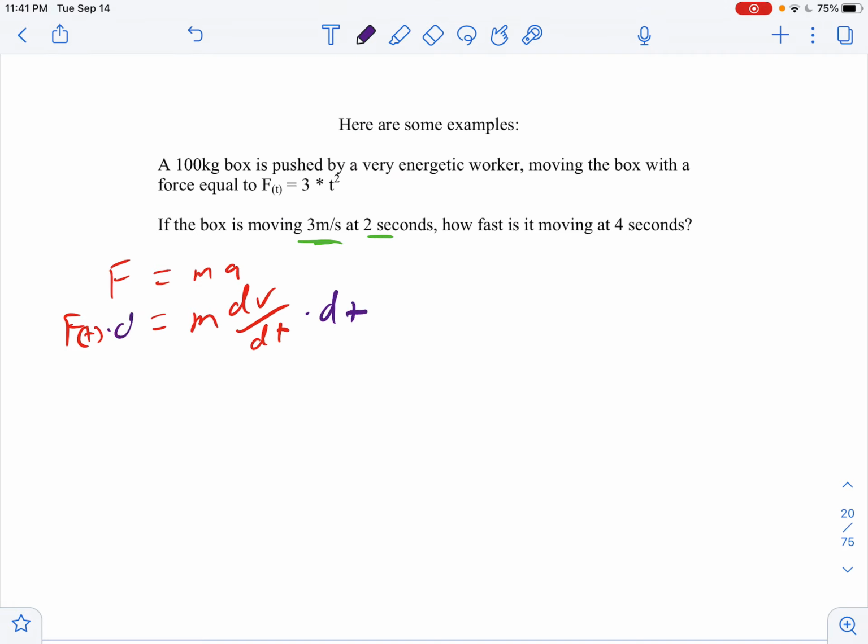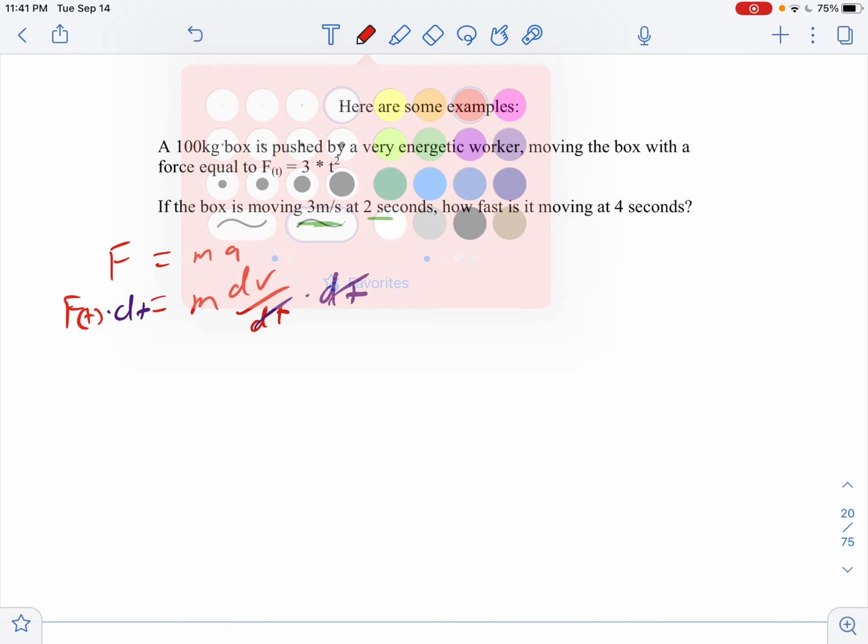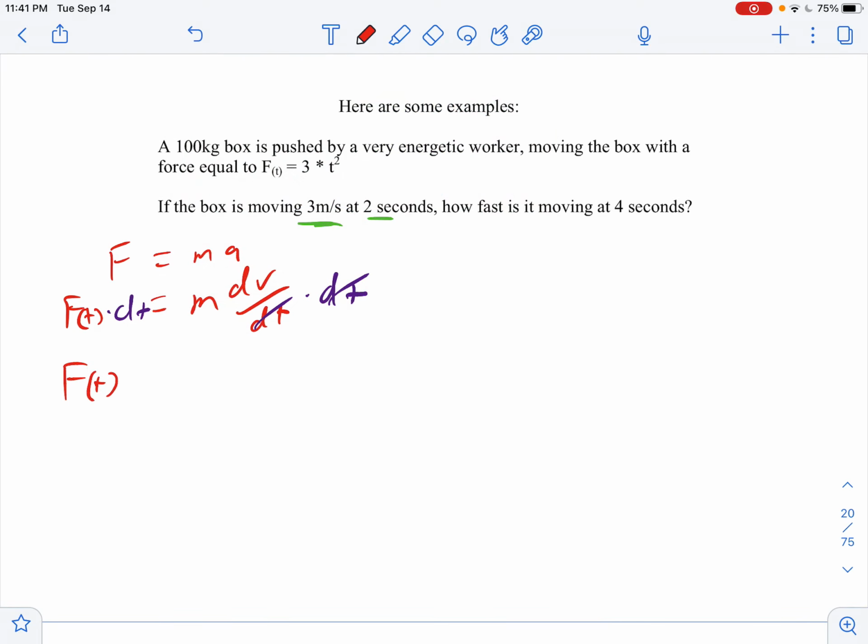So I'm going to take that and move it over. That's the tip-off: I've got to get that velocity function, which means we're going to integrate. Now we have a specific value for the velocity at a specific time. That's not an interval, so these are indefinite integrals.